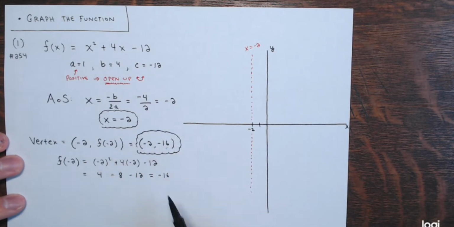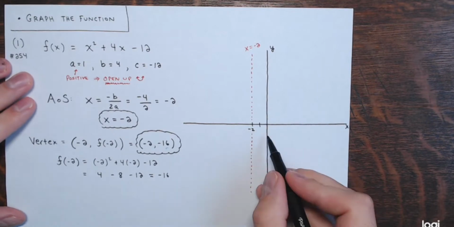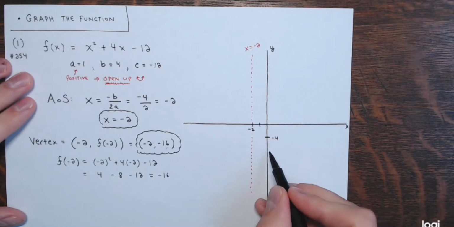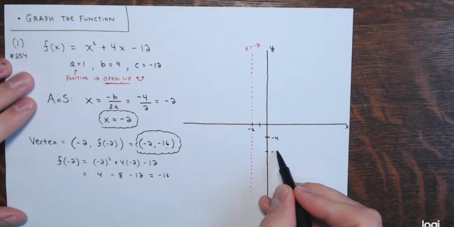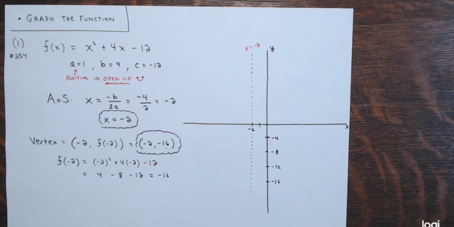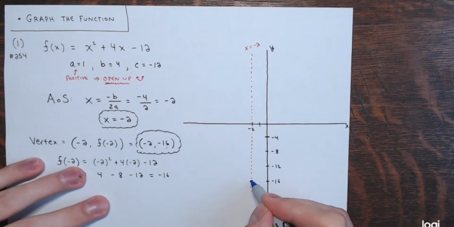This is important. Now I'm not going to draw 16 individual notches here, so I'm going to say that each notch on the y-axis is 4 units, so that's -4, then -8, -12, and here's -16. So the vertex, which I'll plot, -2 input, -16 output, there it is. That's going to be the lowest point on this graph.